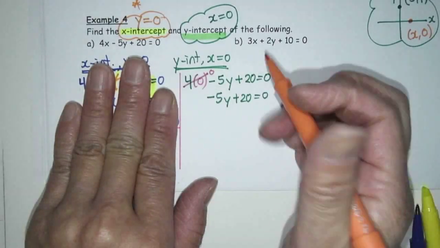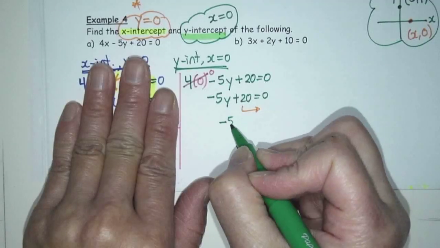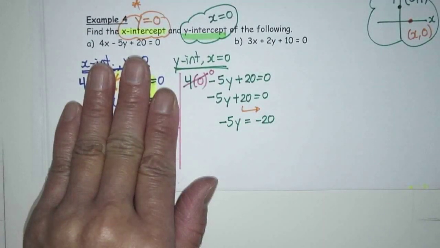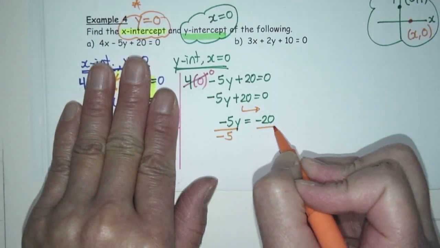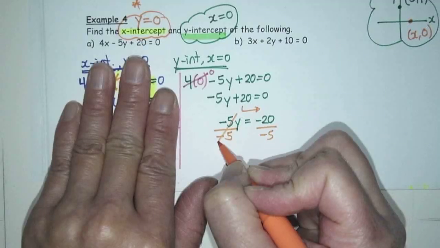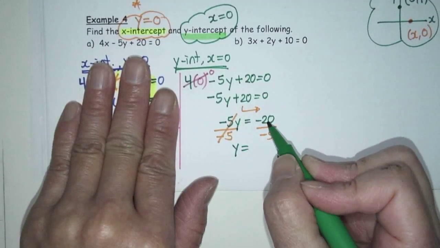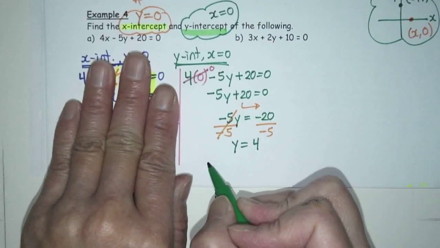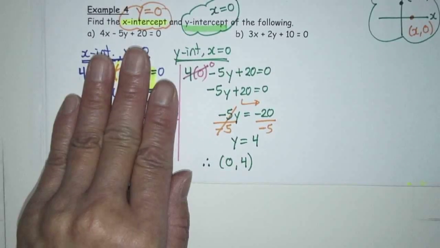Solve. When we bring this over the equal sign, it becomes negative. And when we solve, we divide both sides by whatever's in front, which is in this case -5. That cancels out, and we're left with y equals, now -20 divided by -5 is a positive 4. So therefore, this is 0, 4.